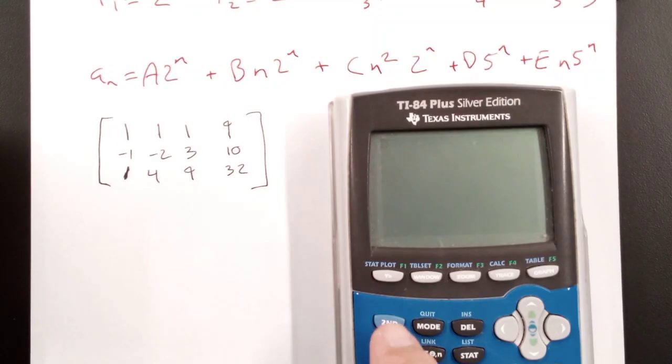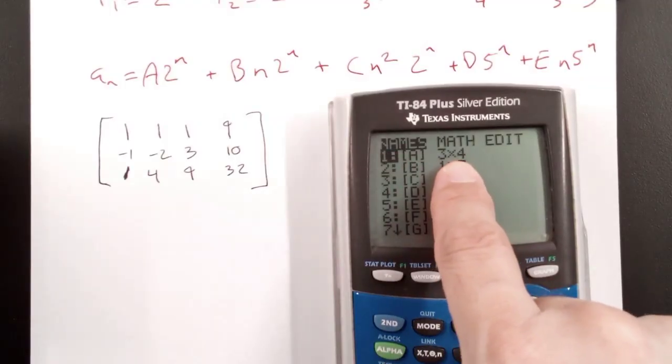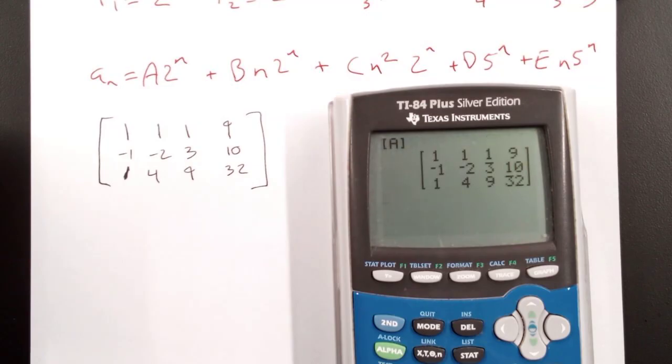If I hit the matrix button again, notice my first one is now 3 by 4. If I hit enter, it'll show it to me. Hit enter twice. Does that match what we have? I always do this. I always double check, make sure I got the same thing.